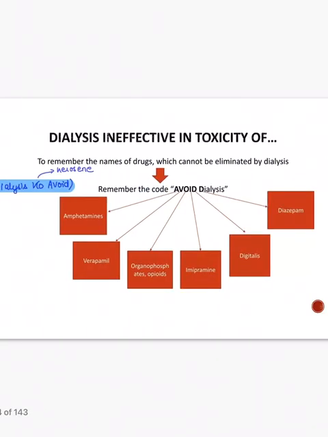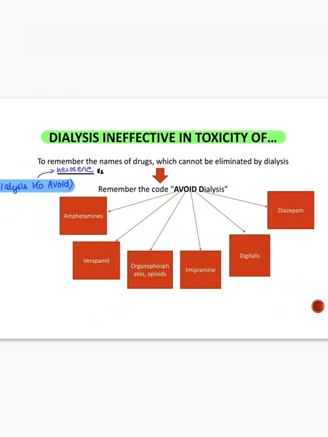Now coming on to the other mnemonic, because we read just now about dialysis. What are the drugs on which dialysis is ineffective? Remember the mnemonic "Dialysis co avoid." Dialysis means diazepam. Co means kerosene. In kerosene poisoning also we avoid dialysis.